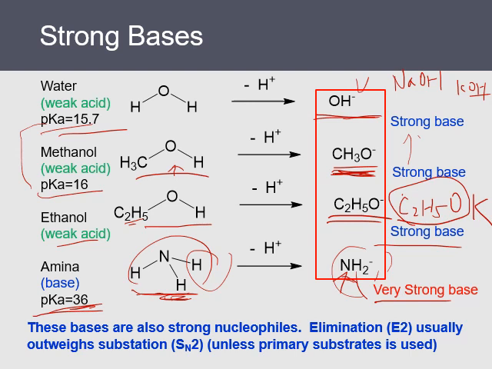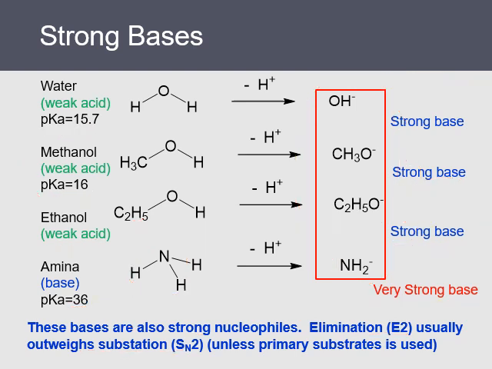Now, we already know that a base usually parallels the nucleophile, so strong bases are usually strong nucleophiles. These are all strong nucleophiles that can attack a positively charged carbon. However, when these bases participate in the reaction, they can do both, but elimination, in other words serving as a base, usually outweighs the substitution reaction. They prefer to act as a base instead of a nucleophile.